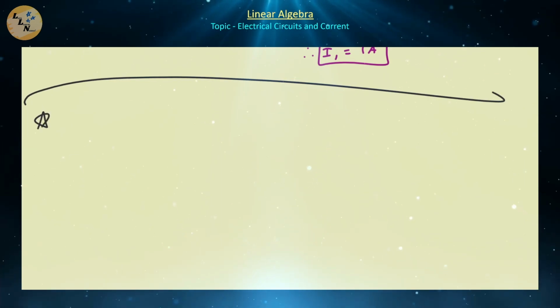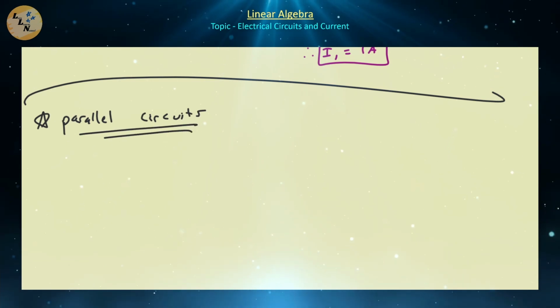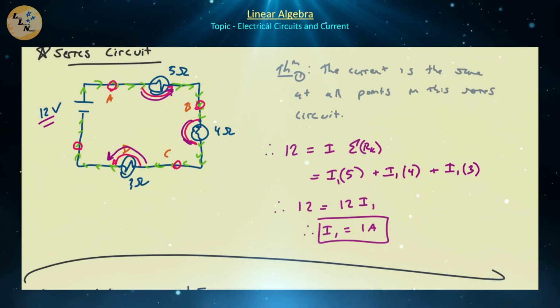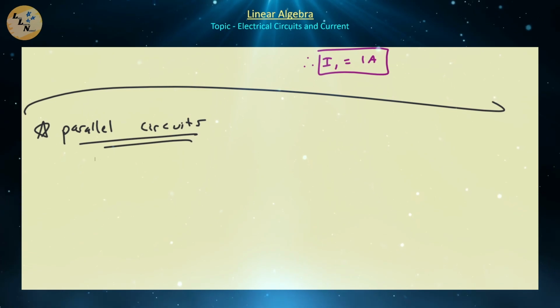Now the second one, which is where linear algebra actually has its highlight, is when it comes to parallel circuits. Notice for the series circuit, the electron doesn't have a choice of which resistors it passes through. With parallel circuits, we usually have a couple paths or a couple options that an electron can flow through. So let's give this a quick little example.